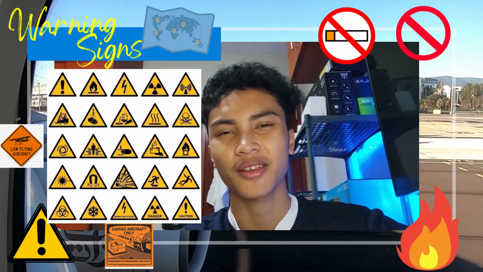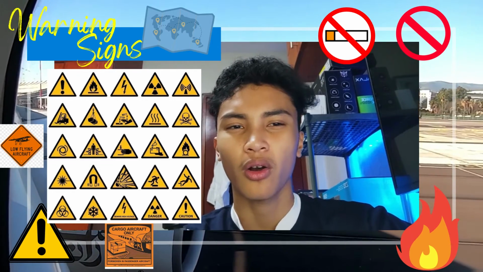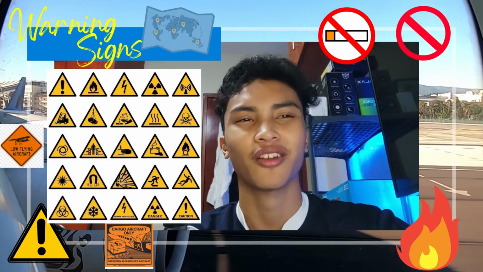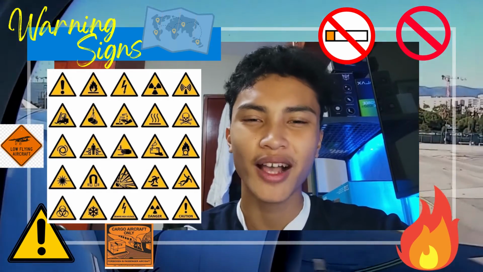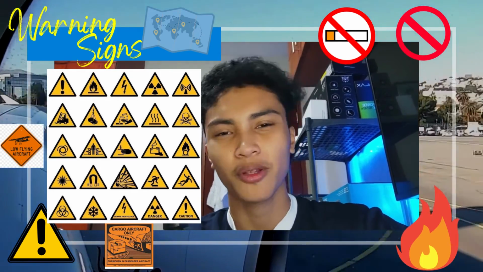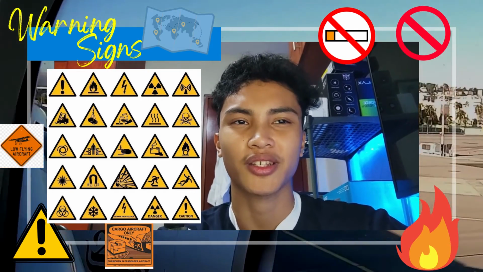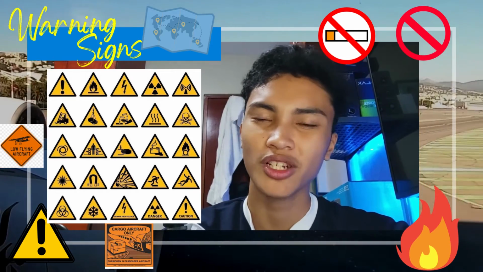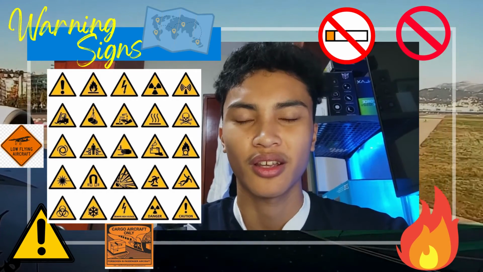The next stop is warning signs. Warning signs are the type of signs that are yellow and are normally in a triangular shape. These are a type of hazard signs which indicate a potential hazard that may happen around us, an obstacle in the way, and a condition that requires special attention.